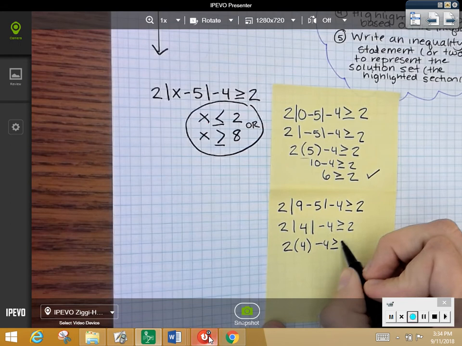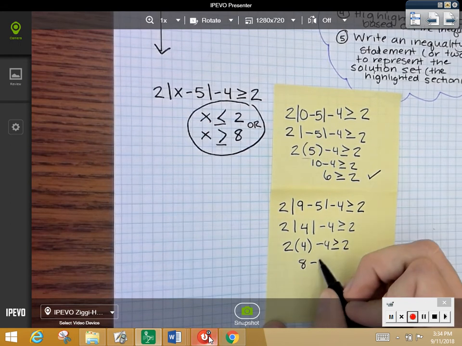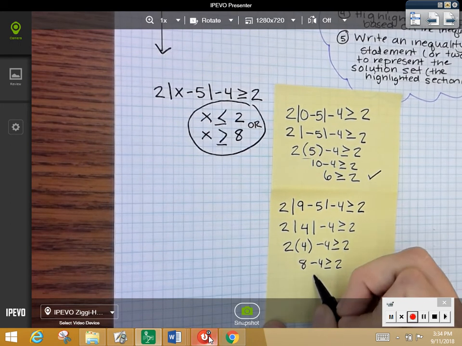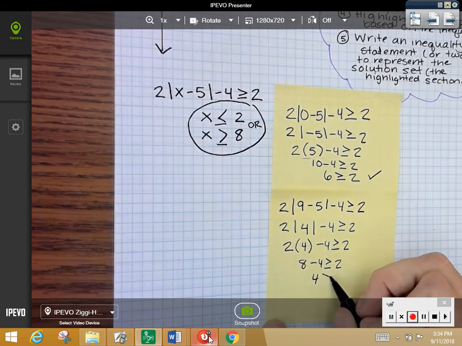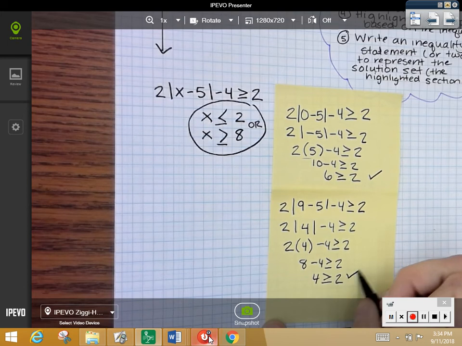Minus 4 is greater than or equal to 2. 2 times 4 is 8. 8 minus 4 is 4. 4 is greater than or equal to 2, so that checked out as well.